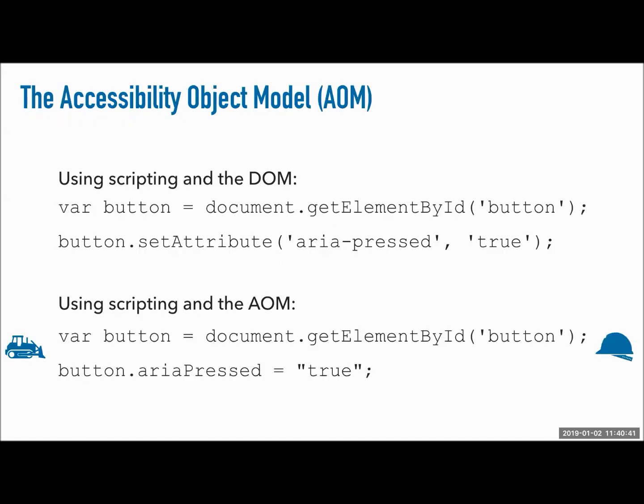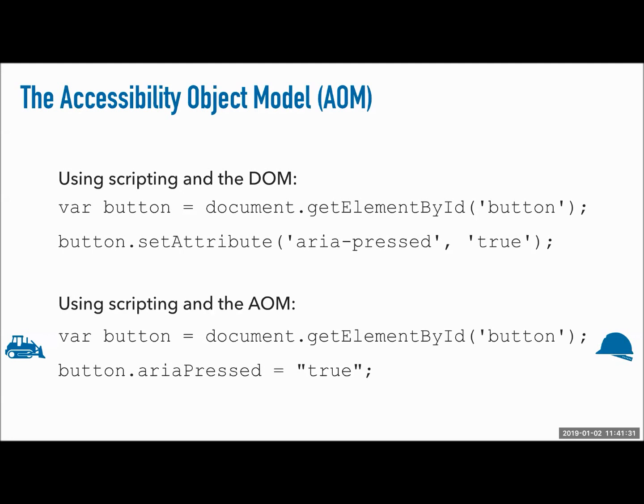Okay, another thing that's really kind of interesting is something called the Accessibility Object Model, or AOM. This is something new that's been introduced. It's starting to be implemented into browsers, but it allows us to script or manipulate or change things at the accessibility tree level, as opposed to only within the DOM itself. So typically, if we want to use scripting to set an attribute for an element, we could define what that button is by its ID, and use set attribute to change ARIA pressed to true, for instance. Using the accessibility object model, we can instead set the ARIA attribute directly within the accessibility tree, as opposed to in the DOM.